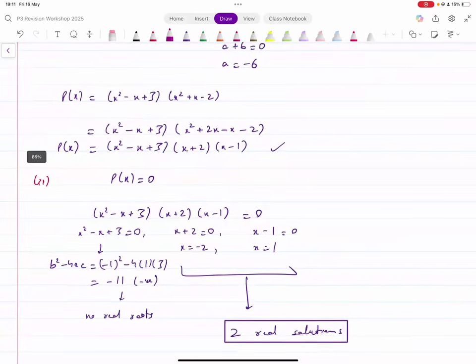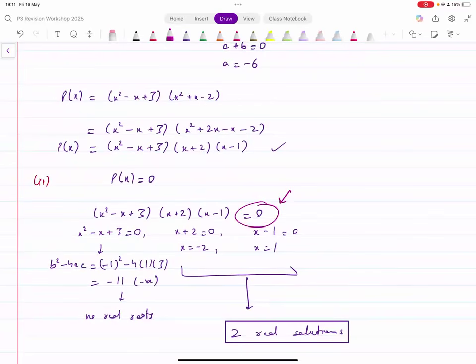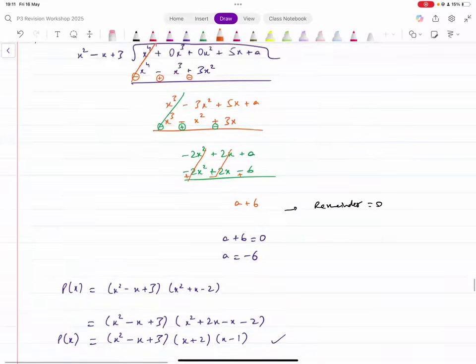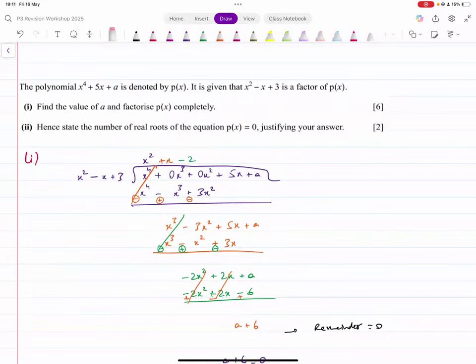Now, we just put that equal to 0 and see the number of solutions we get from that. Two linear factors, they give us two solutions here. But the quadratic factor, it turns out that it cannot be solved. When you try solving it, you end up getting a negative number inside the square root. So that's not giving you any solution. You have to show this working. The question says justify your answer. That means working is important.